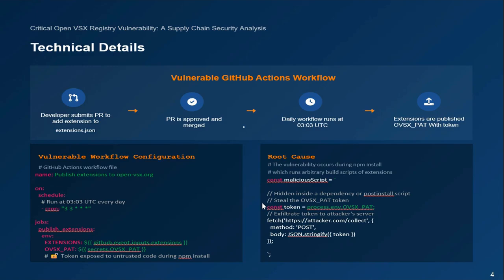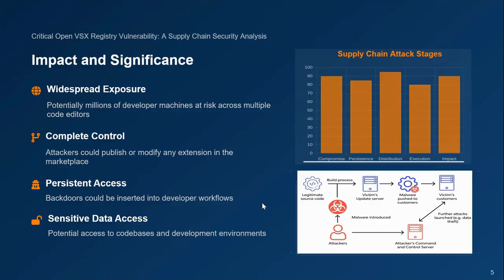This meant that any malicious code hidden in an extension or its dependencies could access this token and gain full control over the registry. The vulnerability essentially violated the principle of least privilege by giving untrusted code access to highly privileged credentials. The potential impact of this vulnerability was enormous.